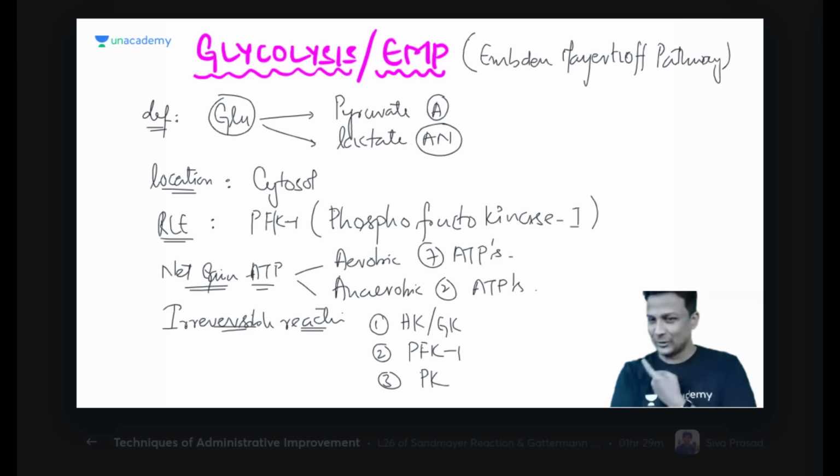Yes, say it loudly. Hexokinase and glucokinase, phosphofructokinase 1 and pyruvate kinase. These three are the irreversible reactions of glycolysis. Is it okay, children? That's all.